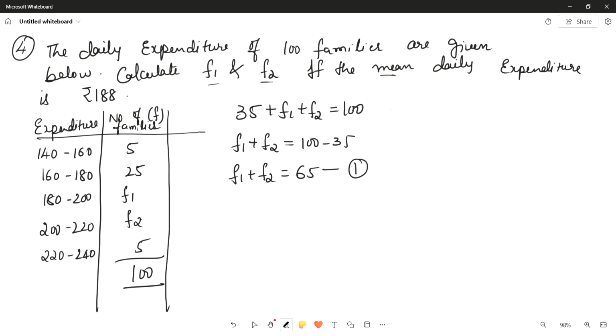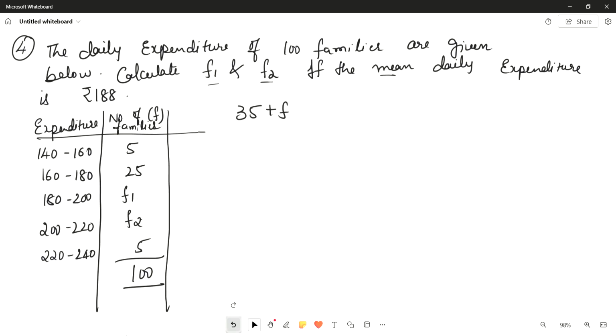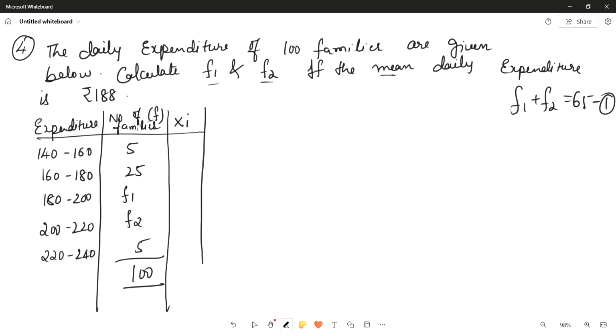I'll write this side, the table I can write. So we got F1 plus F2 is equal to 65, first equation. Now the number of families, the sum, it is 100. Okay. So first calculate the xi. We know the mean value. From that formula you have to find the other equation.